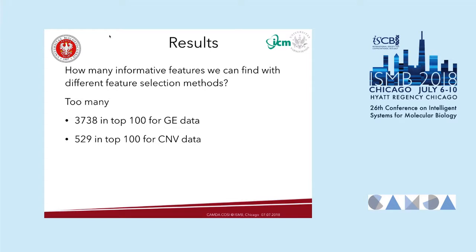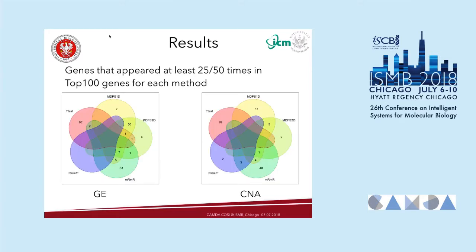So, first, how does our informative feature selection fare? It is not very stable. In these 50 independent trials of feature selection with 5 different methods, we find altogether 3,738 features in the top 100. So, it's not very stable. And for CNV, we don't have so many informative features. And are they the same?